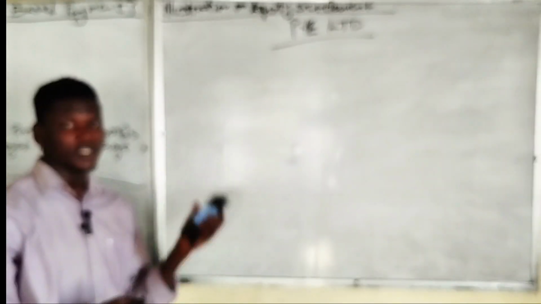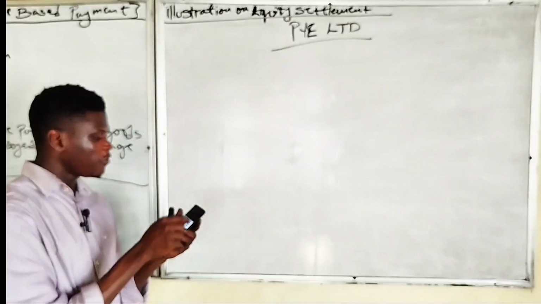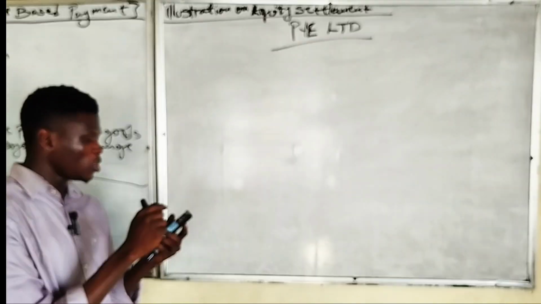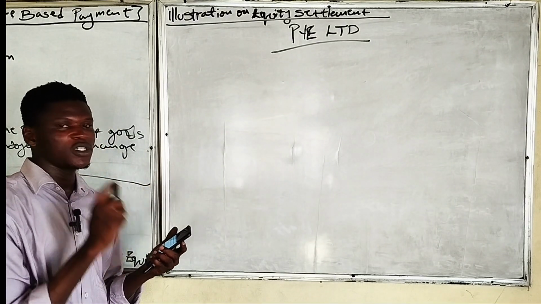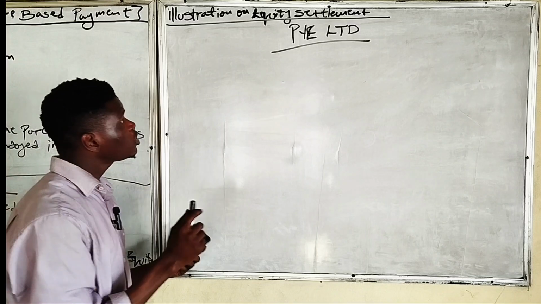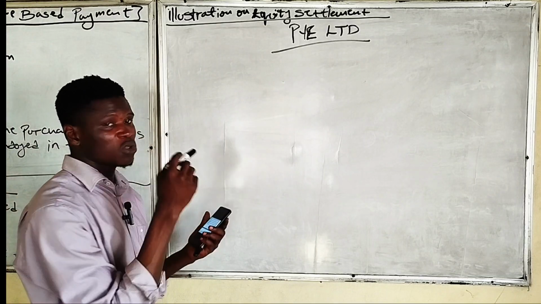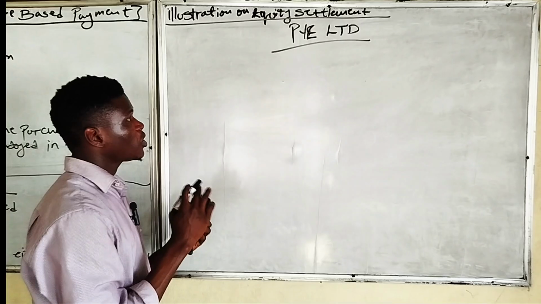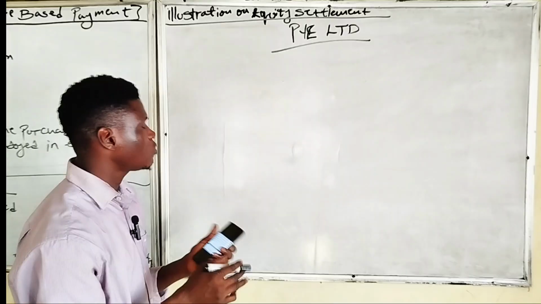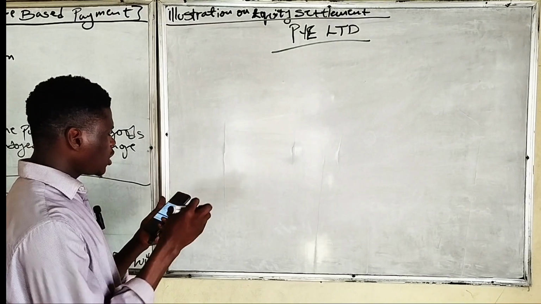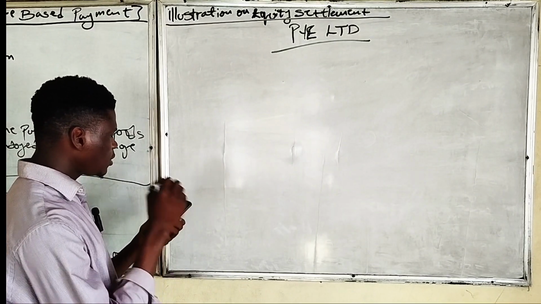Just like I said, vesting condition. So that's the vesting condition, that each employee must still be working for the entity until 31st December 2017. So any of the employees that is not in the entity or working in the entity as of this period should not be entitled to this share-based payment as of that particular date. That's that. He said the fair value of each share option is 30 naira.